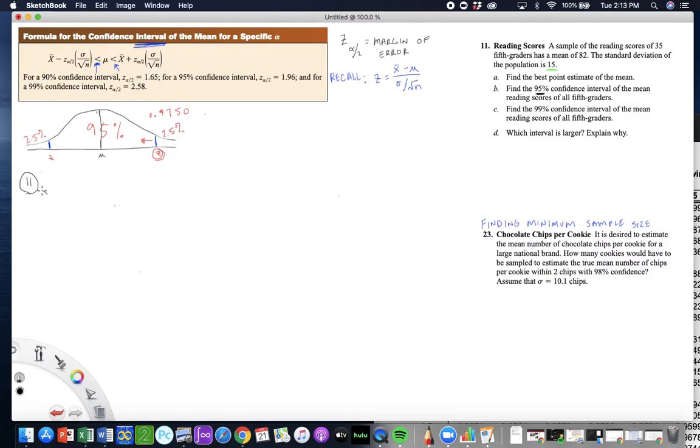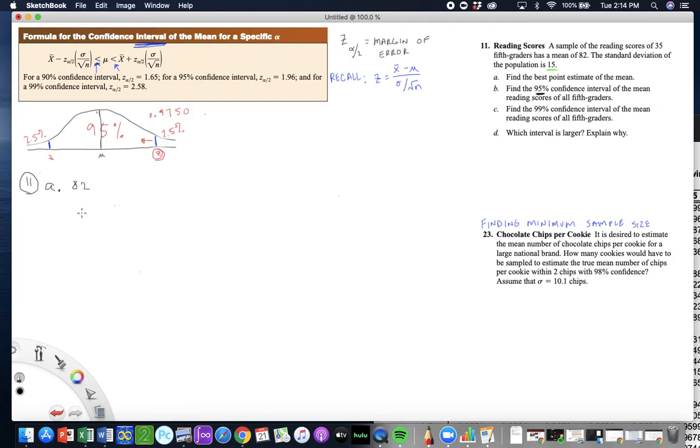Okay, so let's just look at part A here. And this is what we've done in the past. Find the best point estimate of the mean. Well, the best point estimate would be just the mean of the sample. The mean of the sample is 82. Now, some people would say, well, that's going to be pretty close to the population mean, and that's where you would end it, right? Because you say the best point estimate of the mean would be the sample mean that I got, okay?